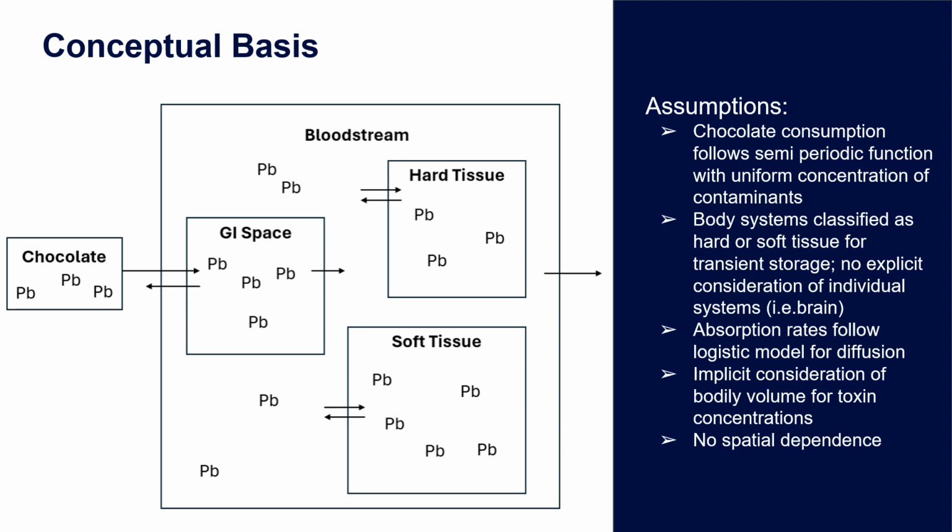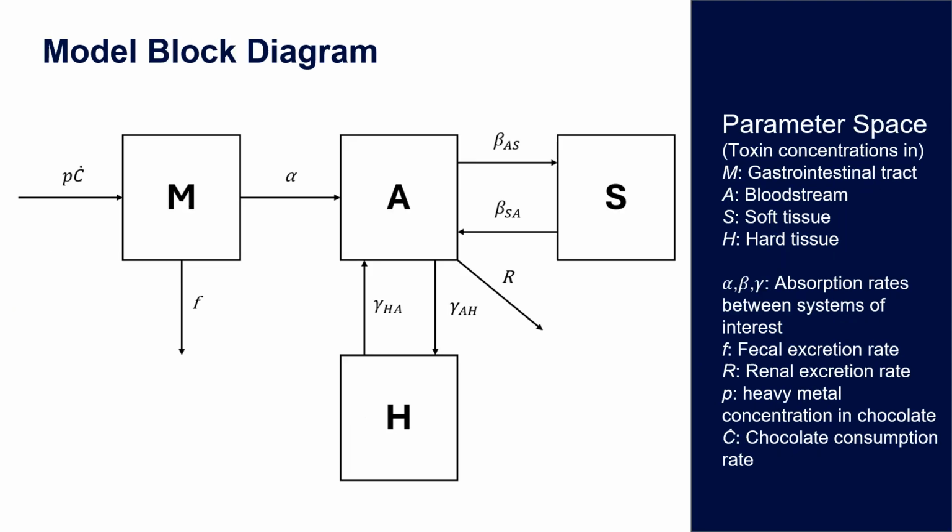For example, the absorption rate of lead from the GI tract in the bloodstream follows a logistic decay model dependent on the lead concentration in the bloodstream. Bodily volume is implicitly considered for the contaminant concentration in each system. No spatial effects influencing absorption or excretion rates were considered as the model is strictly time dependent. Contaminant concentrations in each subsystem, namely the bloodstream and soft tissues, were considered to determine the absolute toxicity and health risks following the basic toxicology principle, the dose makes the poison.